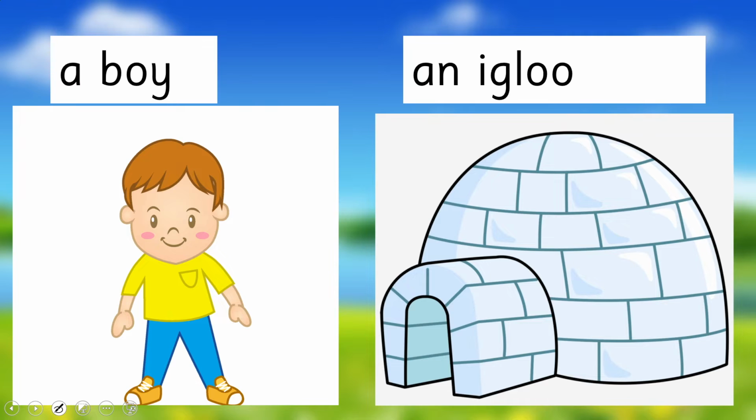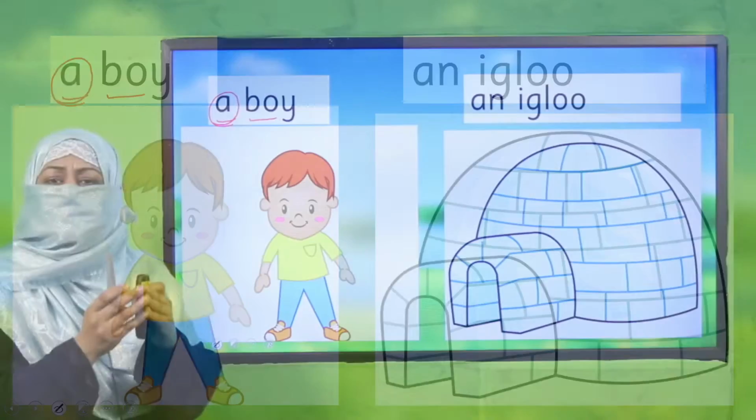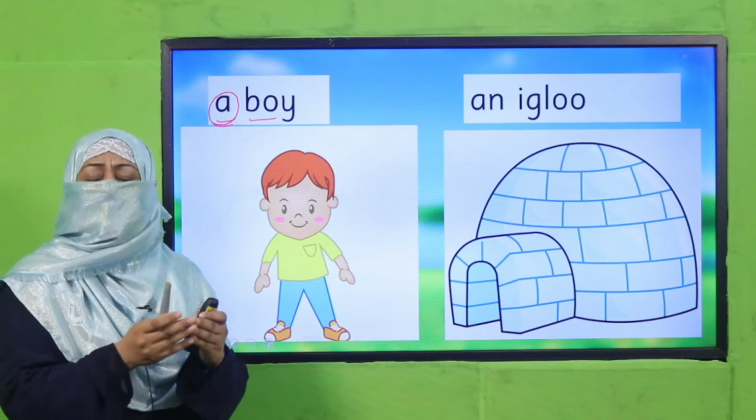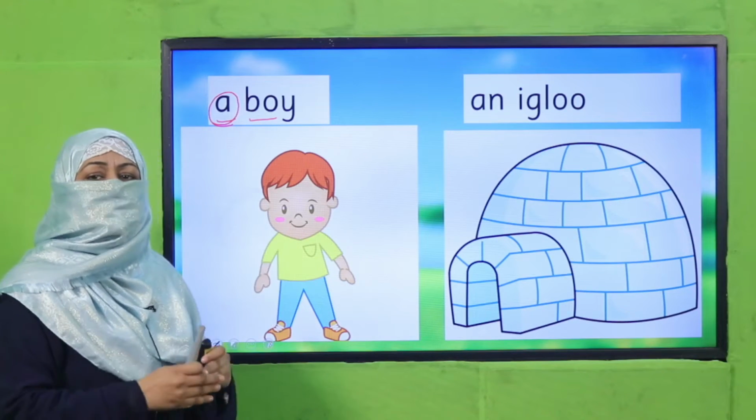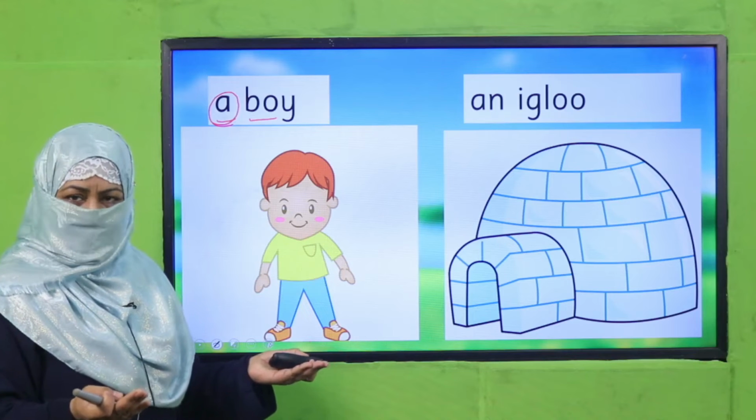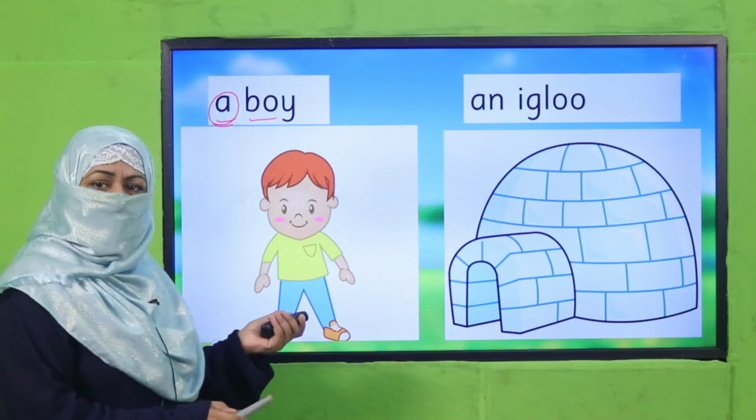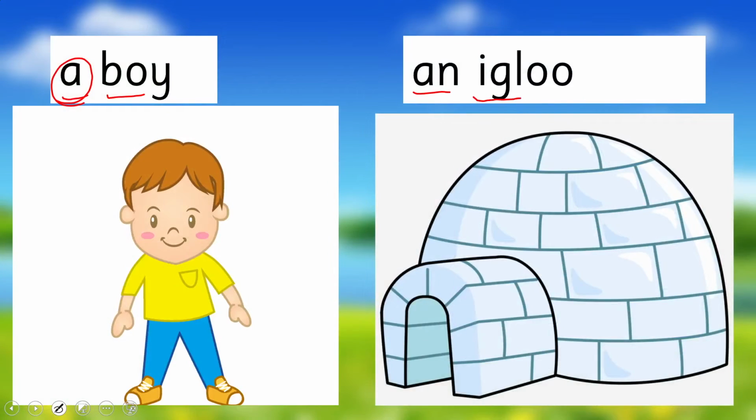For example, when I say a boy, it means any boy, one boy. I say, I saw a boy standing outside. Now, it means there was one boy. First thing, this is telling me there was one boy. And second thing, that boy has no identity. I'm using this noun as a general noun. Okay. The second is an igloo.